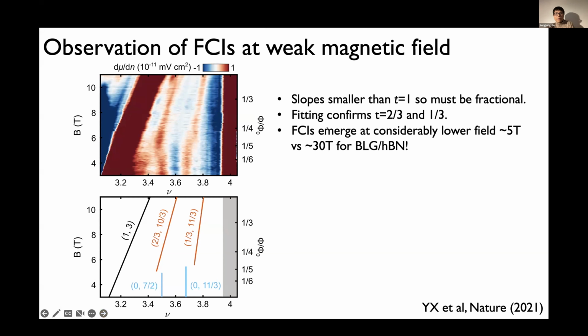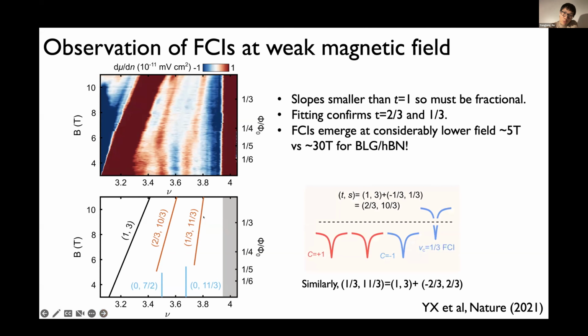So what we found here is actually quite nice, because these fractional Chern insulators, although they do not emerge at 0 magnetic field, emerge at already 5 Tesla. That is significantly smaller than the 30 Tesla needed for the previous work.